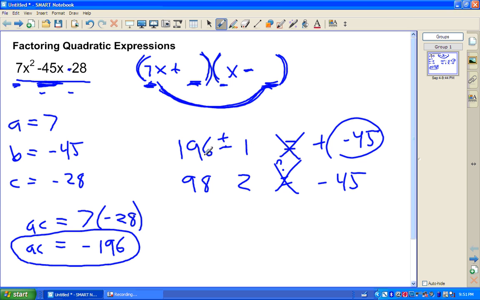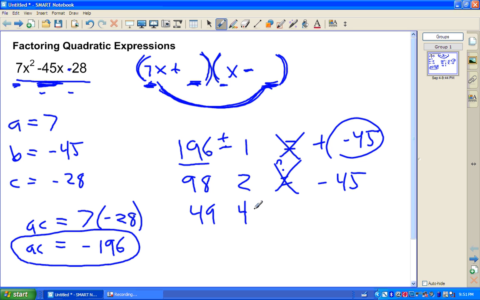So what's next? Will 3 go into that? 196 divided by 3, I'd get a 6 with 1 left over. 3 won't go into it. For numbers that are divisible by 3, all the digits add up to a number that's divisible by 3. So 1 and 9 is 10, 10 and 6 is 16, which is 7. This is not divisible by 3, so I've got to go to my next number, which is 4. 196 divided by 4 happens to be 49.